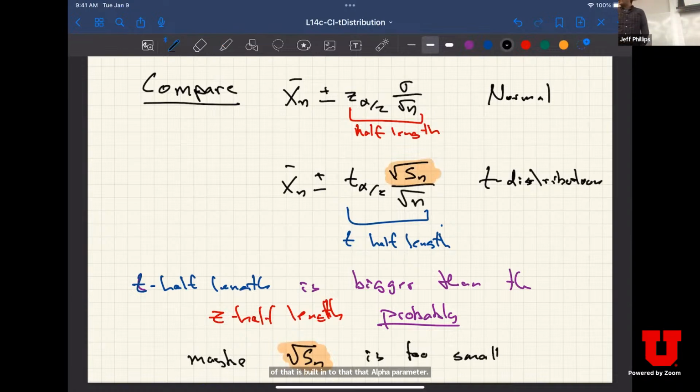To counteract that is why we know that t alpha over 2 is greater than z alpha over 2. That is explicitly to counteract the fact that S n, the square root of S n, might accidentally be smaller than the true value of sigma. So to counteract that, you need to make the t alpha over 2 larger. The probability that it's way smaller and the t value wasn't big enough goes into the alpha term.